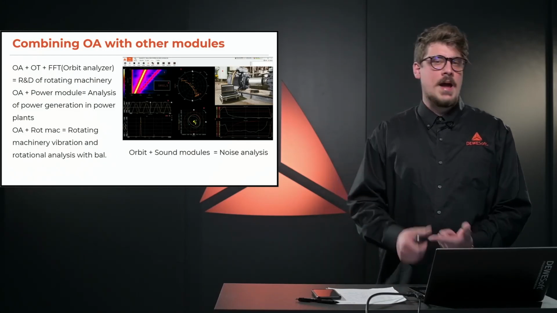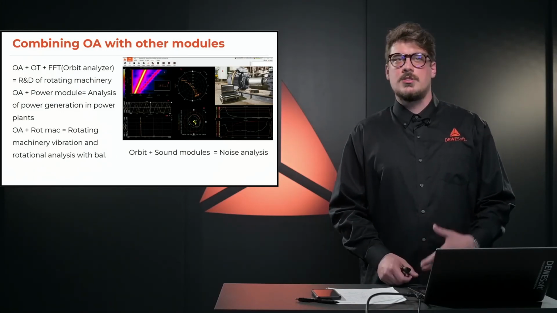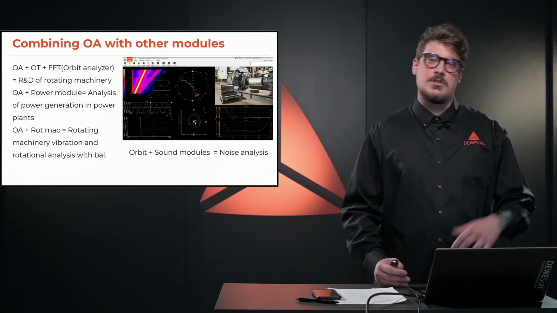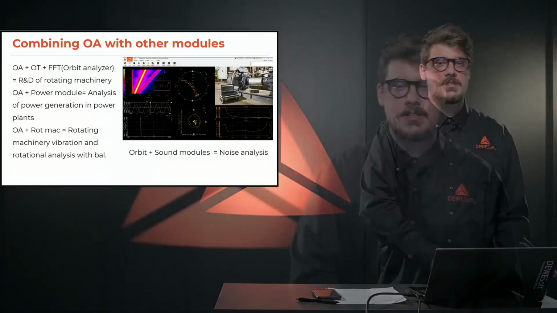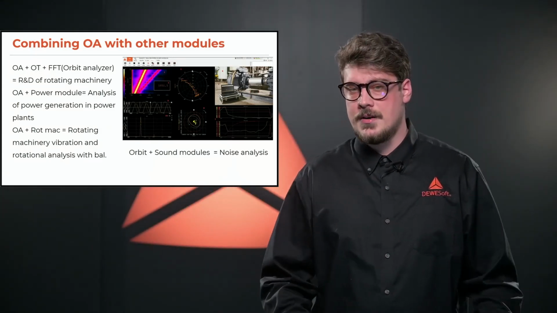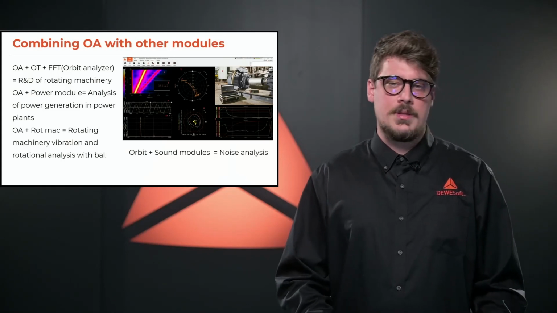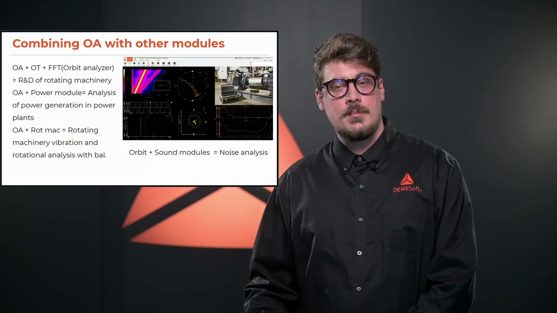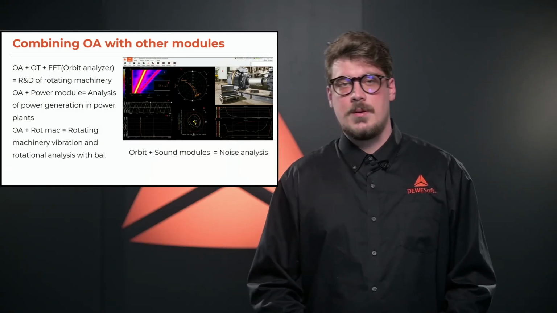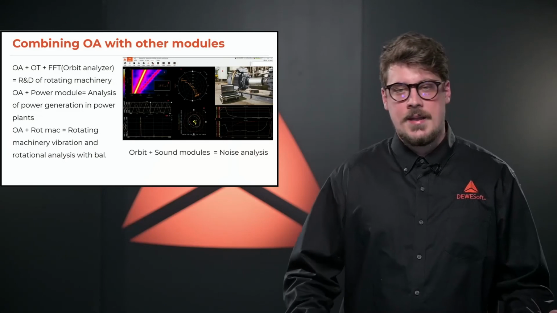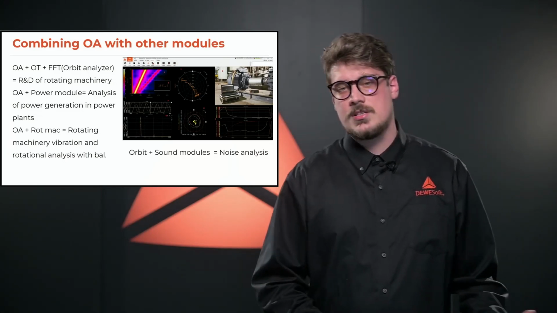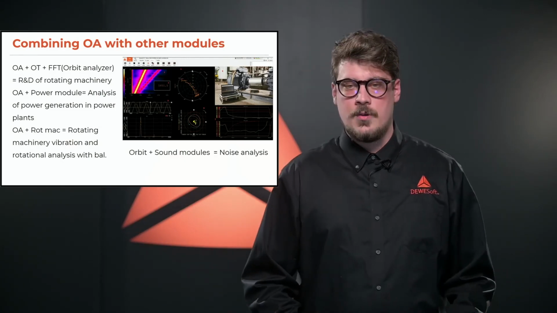So one is to combine orbit analysis with power module. This comes in handy with analysis of power generation in power plants. You can then cover both the electrical side and the turbo rotating machinery side. Another interesting combination would be orbit analysis plus rotating machinery analyzer. This essentially also brings balancer to the package. And then another interesting combination might be to combine orbit with our sound modules and to perform a complete vibration and noise analysis.